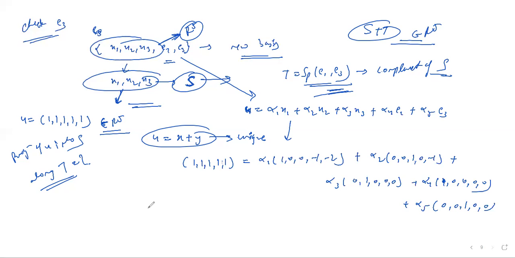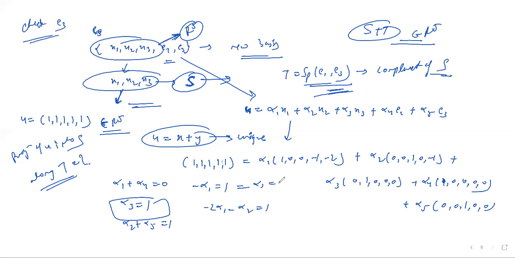Now the corresponding equations for these constants are: alpha 1 plus alpha 4 equals 0, alpha 3 equals 1, alpha 2 plus alpha 5 equals 1, minus alpha 1 equals 1, and minus 2 alpha 1 minus alpha 2 equals 1. So alpha 3 equals 1 and alpha 1 equals minus 1, and from this I can find alpha 2, which will be 1, alpha 4, which will be 2, and alpha 5, which will be 0.